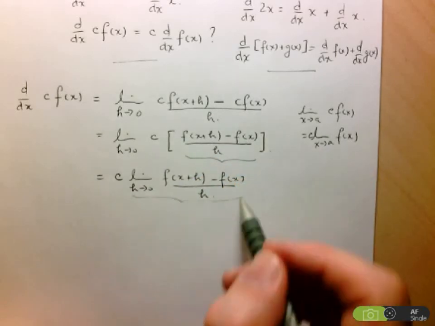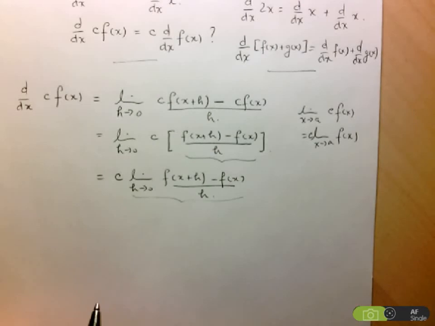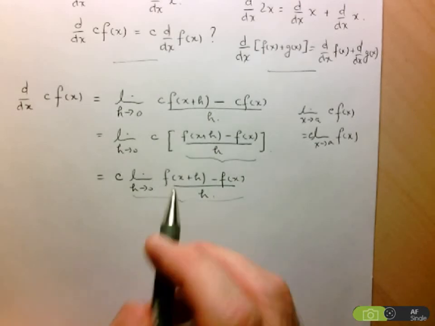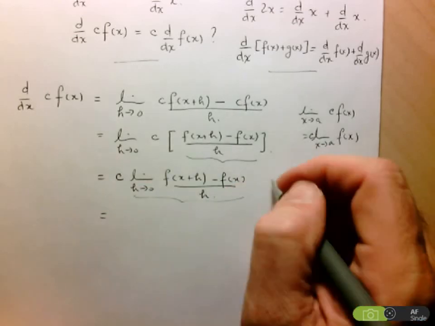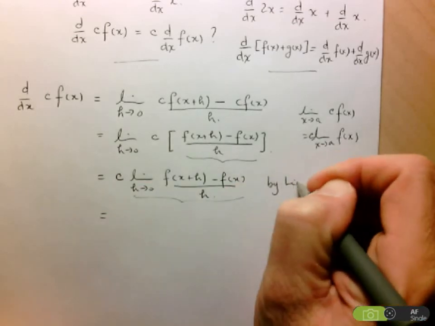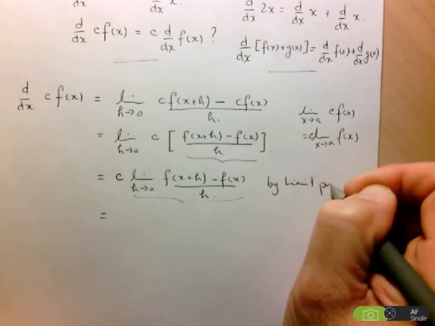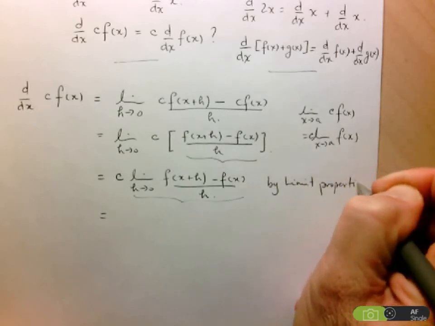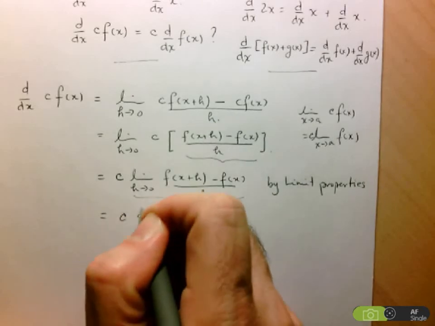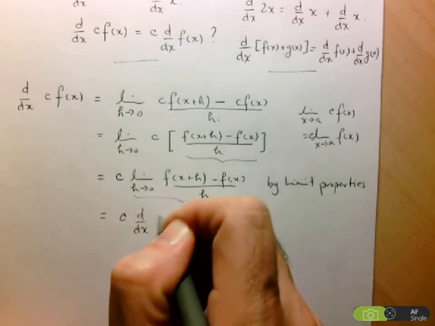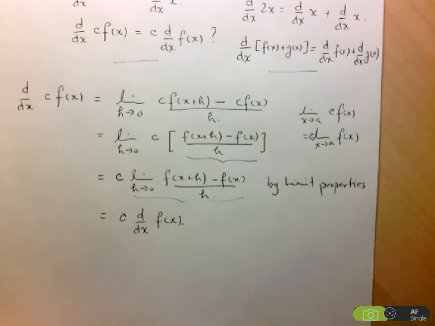And this expression here is just the derivative function of f. That's how it's defined. So we can say that this is equal to, and by the way, we should specify here, by limit properties. Okay, so this is just equal to c times the derivative of the function f at x, which is exactly what we wanted to prove.